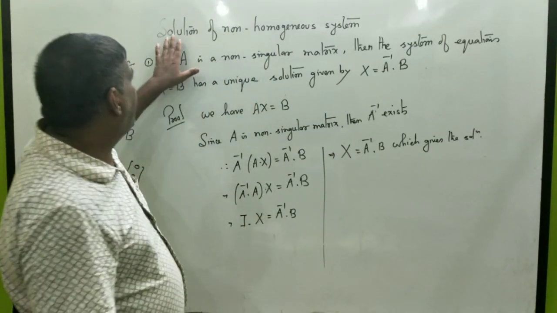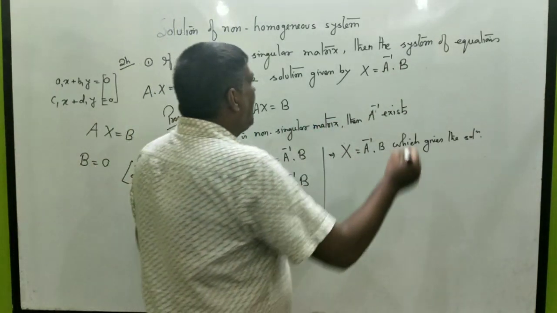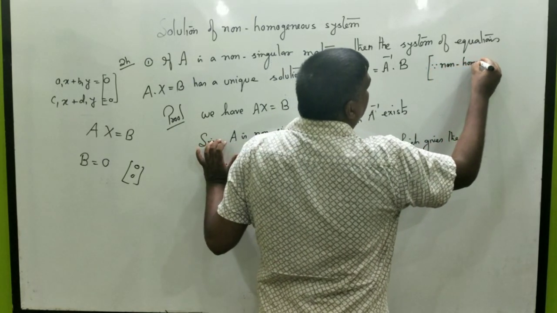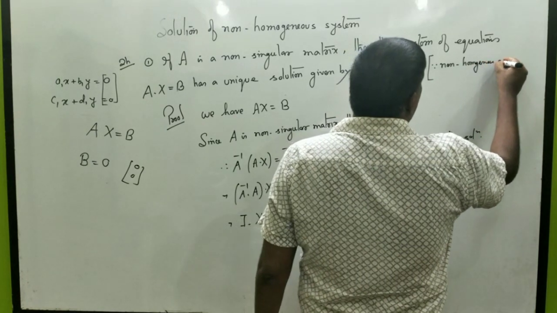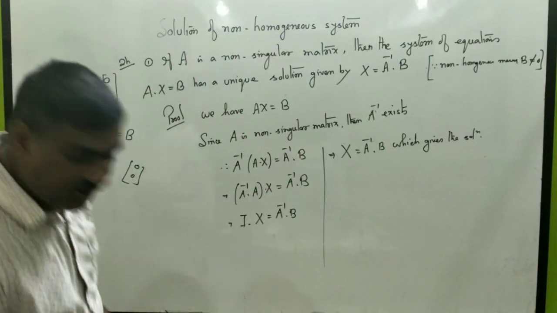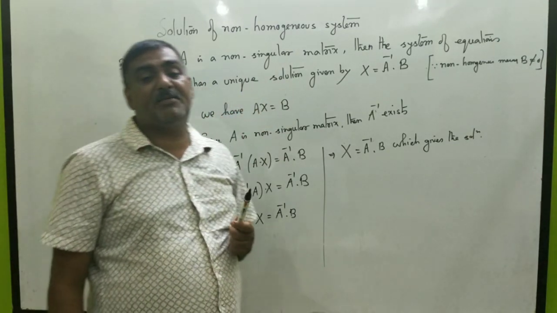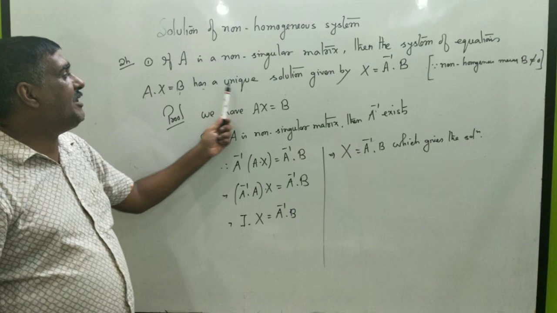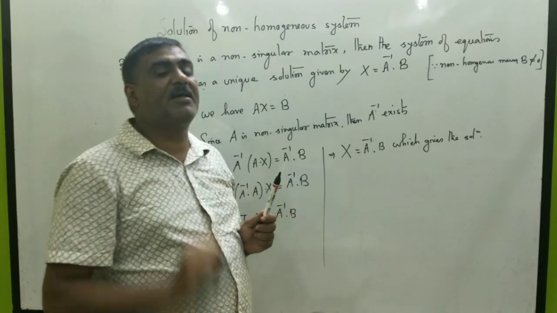So here I wrote solution of non-homogeneous equation, meaning B is not 0. Clear? Non-homogeneous means B not equals 0. Now what did I say? Number 1: if A is a non-singular matrix, meaning determinant of A cannot be 0, then the system of equations Ax equals b has a unique solution. Meaning x gets one value, y gets one value, every variable gets exactly one value. Clear?